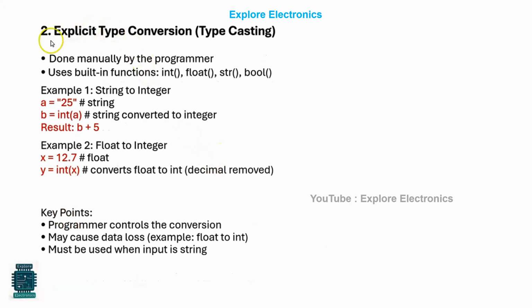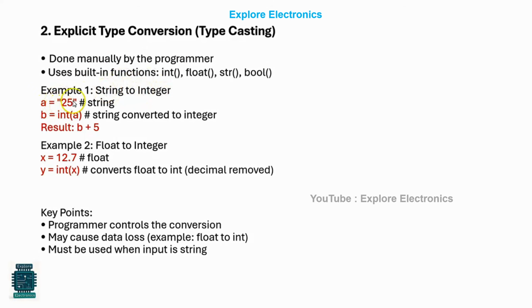The second one is explicit type conversion, the typecasting, which means we have to do it manually. It is done manually by the programmer. Use built-in functions like int function, float, string and boolean function. We have to use them manually. Clear? For example, string to integer. Let us convert from string to integer.